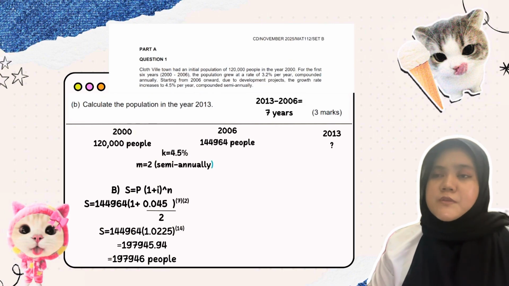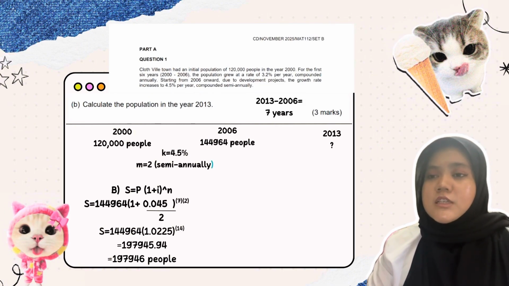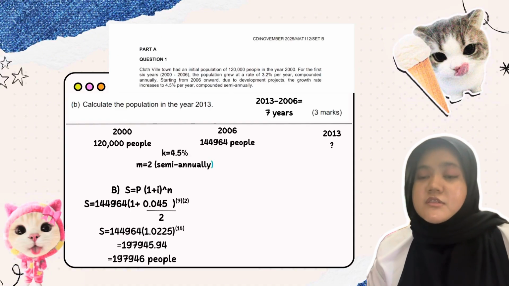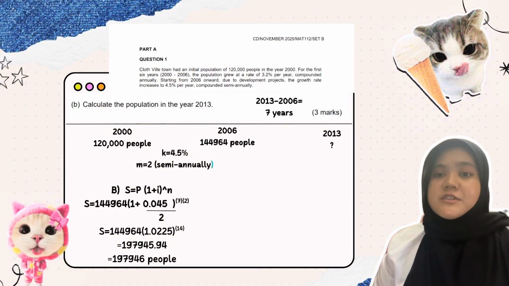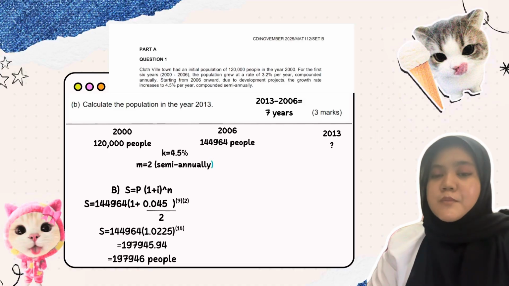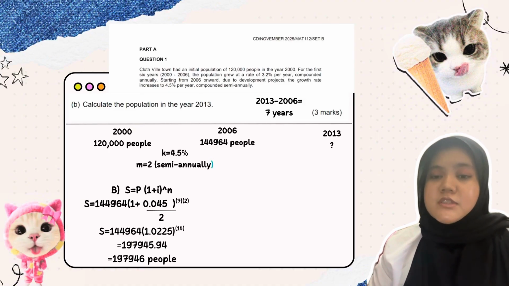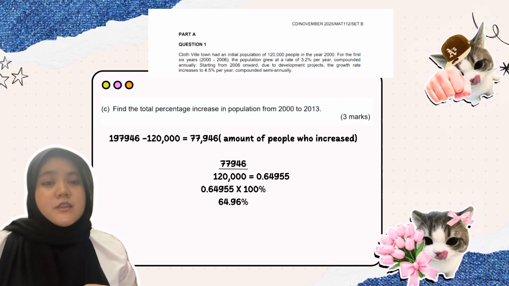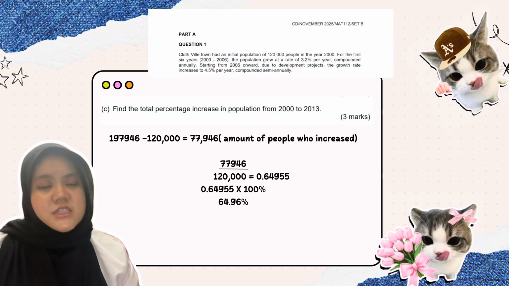Number 2, we have to calculate the population in 2013. So if we want to find the quantity, we have to calculate the years first, which is 2013 minus 2006, which is 7 years. So k equal 4.5% and also m equal 2 because it says semi-annually. So using the formula, we will get the answer is 197,946 people.